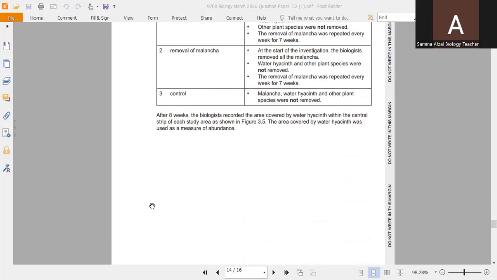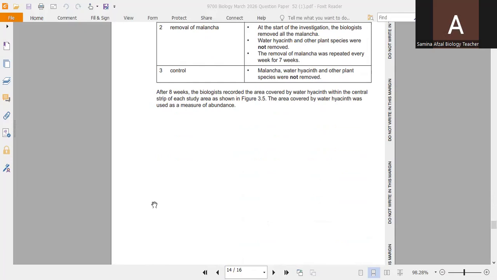After 8 weeks, the biologist recorded the area covered by water hyacinth within the central strip of each study area as shown in figure 3.5. The area covered by water hyacinth was used as a measure of abundance.